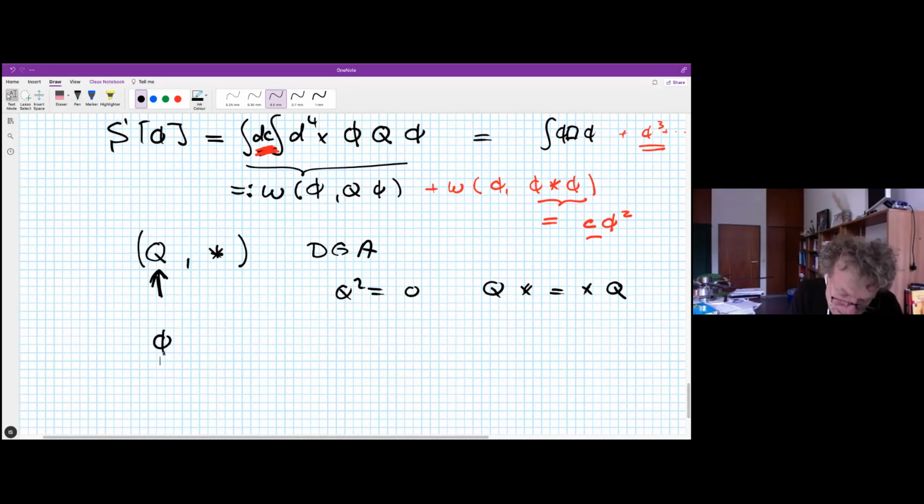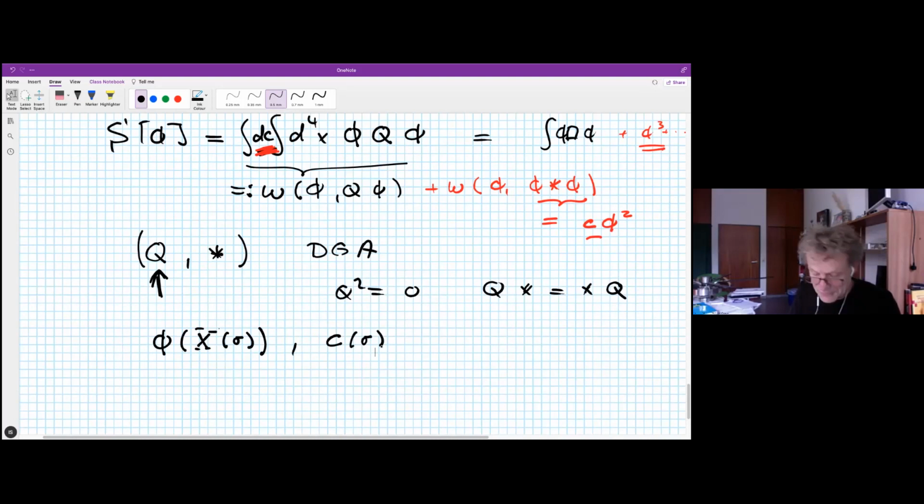Phi is no longer just a function of x, but a function of capital X, which is really itself a function of the string coordinate. And on top of it, we also have the ghost, which is not just an odd variable, but itself depends on the coordinate on the circle, similar for the B ghost. And then you can decompose this again as a sum over n, b_n, e to the i n (sigma plus t), and so on, just like we did before.